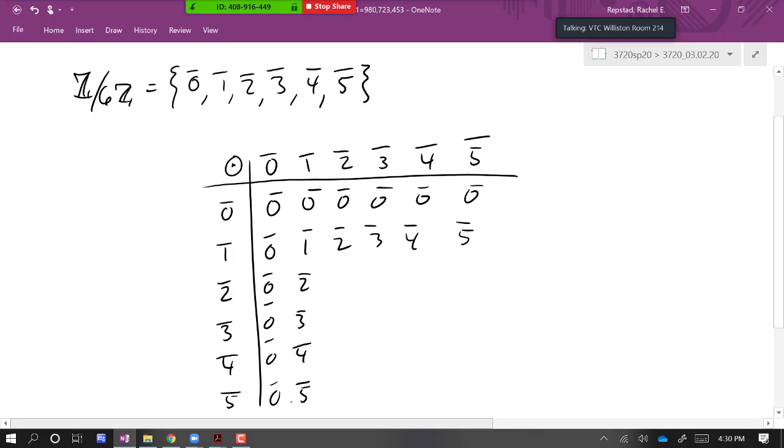Okay, now let's fill in the 2 row. 2 times 2 is 4, and that's 4 mod 6. 2 times 3 is 6, which is what? 0, yep. 2 times 4 is 8. 2 times 5 is 10, which is... mod 6. What is it? What's our remainder when we divide 10 by 6? 4. There we go. Let's fill in the 3 row.